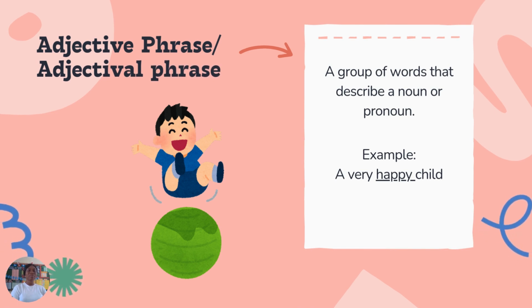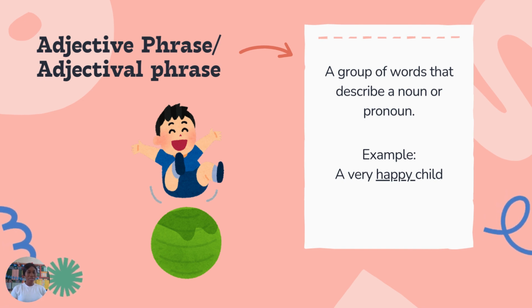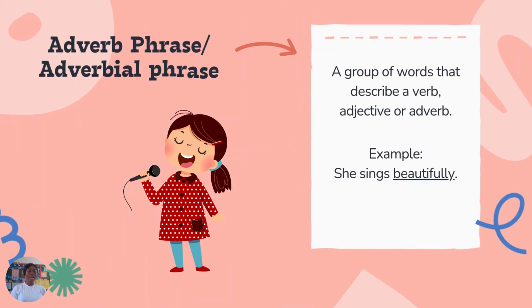The third type of phrase we have is the adjective phrase. Now, an adjective simply describes a noun. Example, a child. What about that child? What is going on with that child? A very happy child. It tells us that the child is very happy. You know that a child is a noun because a noun is the name of a person, animal, place, or thing. So a child is a person, and we are trying to describe that child. The child is very happy. So a very happy child. That is an adjective phrase.